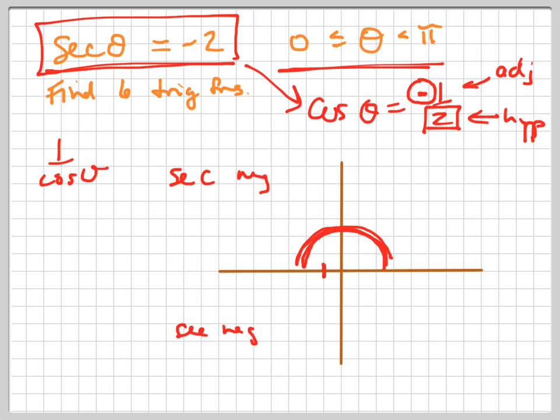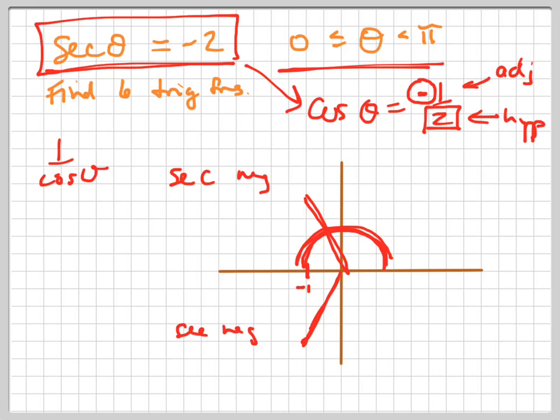There's -1. Actually, I'll make it 1/2. So here's -1 right here. And now it could either be here, it could either be that angle, or it could be that angle right there.